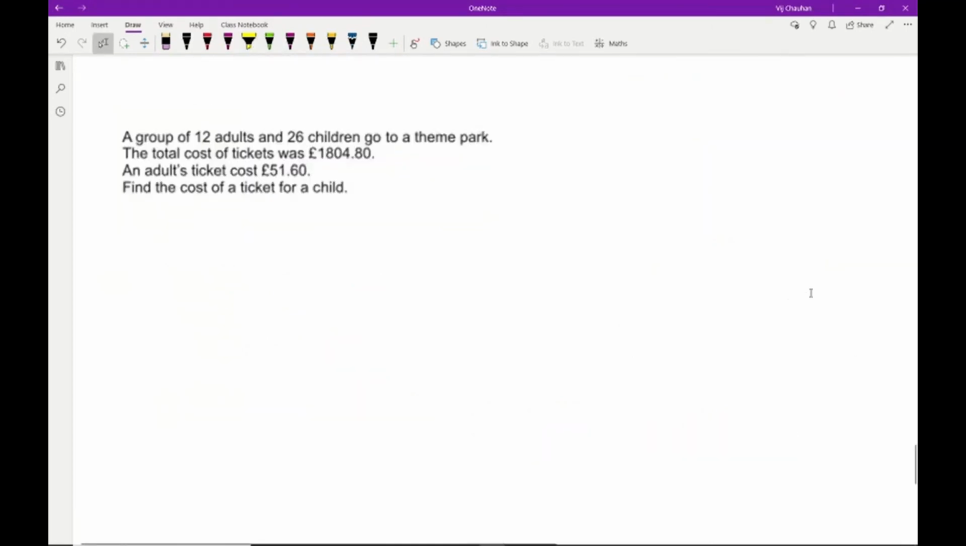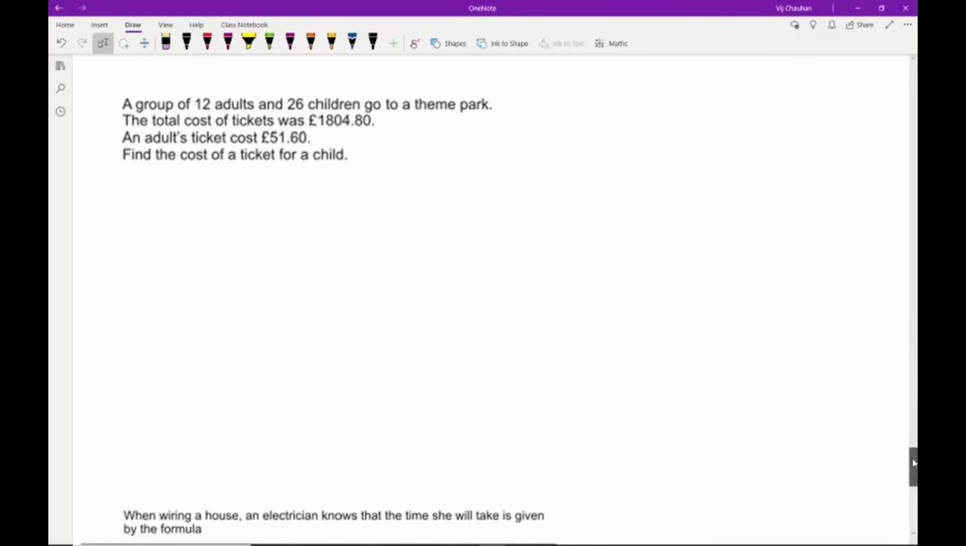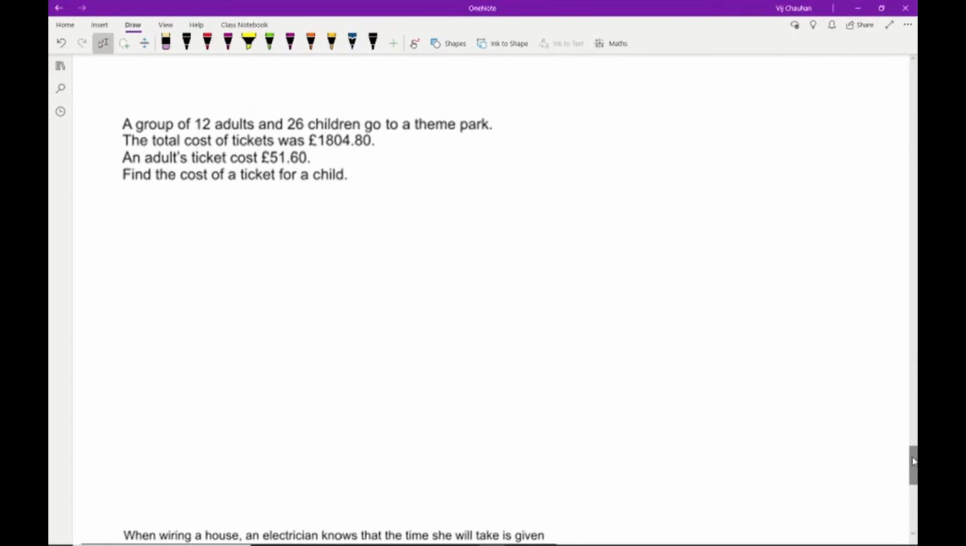Now in this next question, it says that a group of 12 adults and 26 children go to a theme park, and the total cost of tickets is £1,804.80. Adult ticket costs £51.60. Find the cost of a child's ticket. Now again, this is very, very similar, but with bigger numbers, to a question that we did earlier. So again, what we want to try and do is write this using algebra.